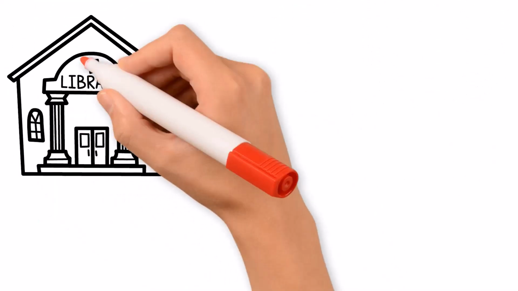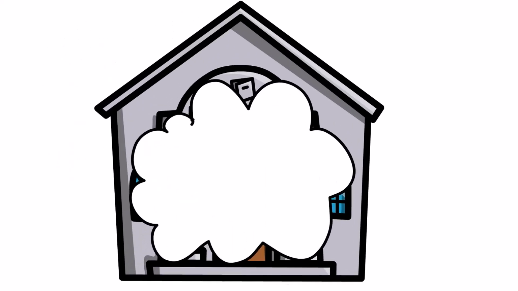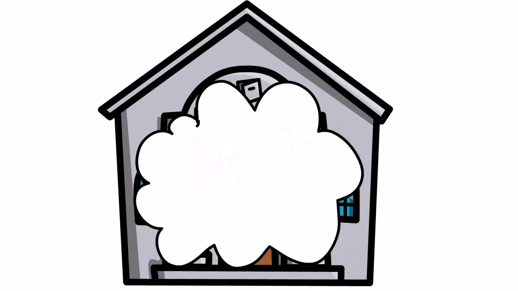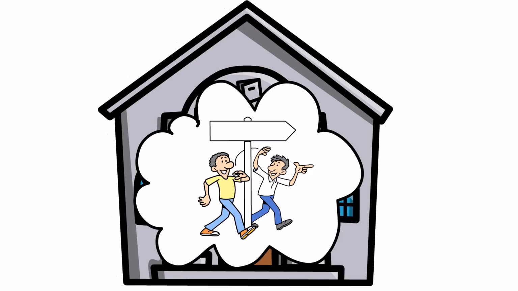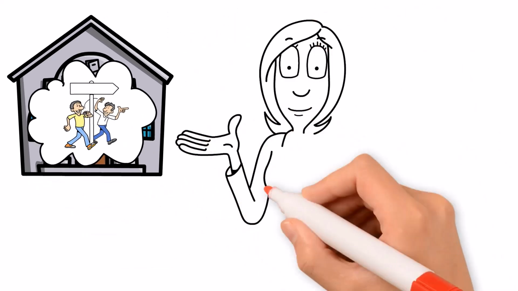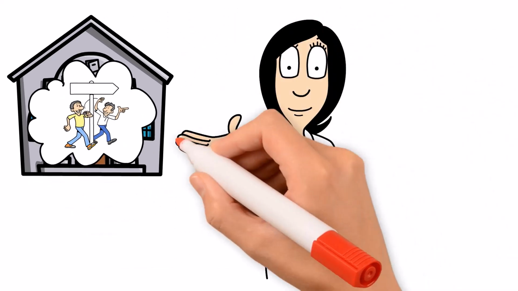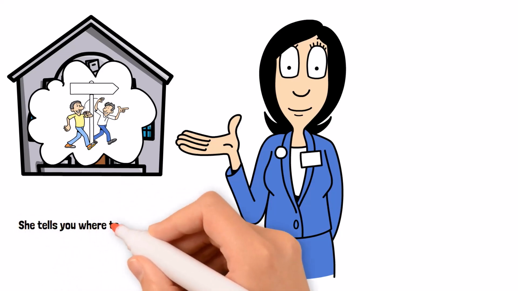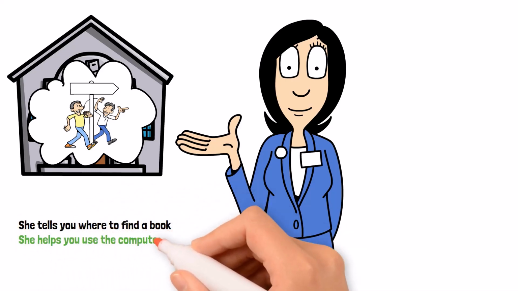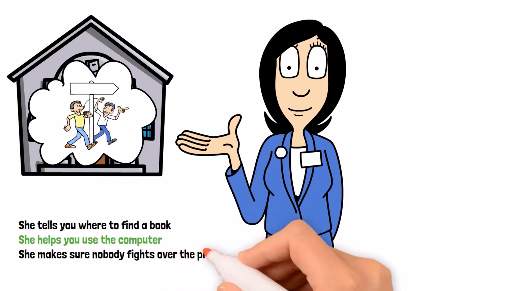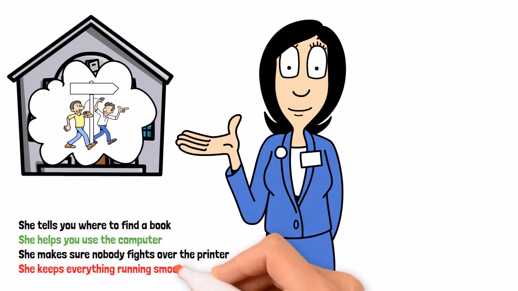Imagine you are in a very big library. There are thousands of books, computers, printers, even people talking and moving around. Now imagine there's a super smart librarian who helps everyone. She tells you where to find a book. She helps you use the computer. She makes sure nobody fights over the printer. She keeps everything running smoothly and quietly.